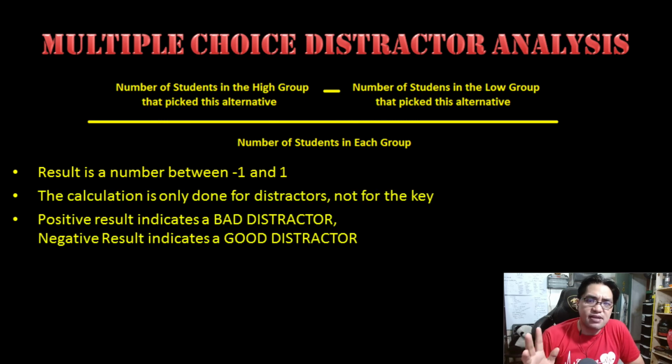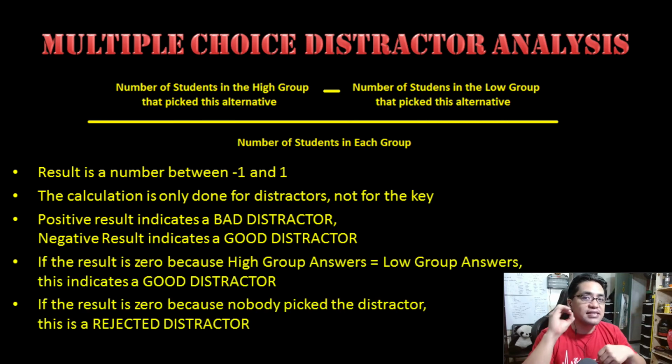So for our distractors, once you've made all the calculations, again, you'll get a number between -1 and 1. A positive number result indicates that more high group students than low group students picked the distractor, and it's therefore a bad distractor. A negative number indicates that more low group students than high group students picked the distractor, and it's therefore a good distractor. The closer the result is to -1, the better the distractor is at doing its job. The closer the result is to 1, the worse the distractor is at doing its job.